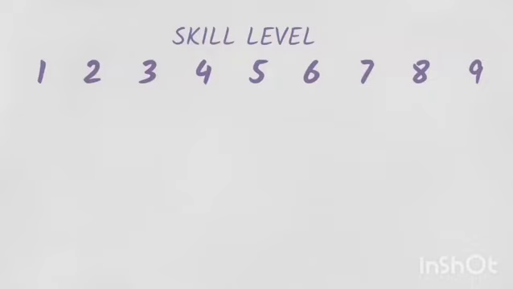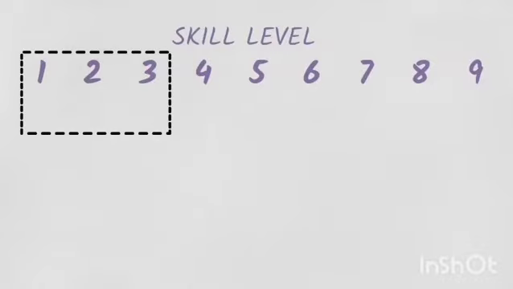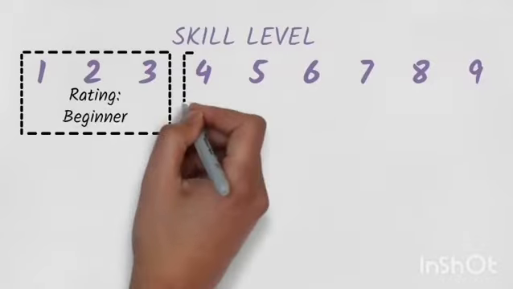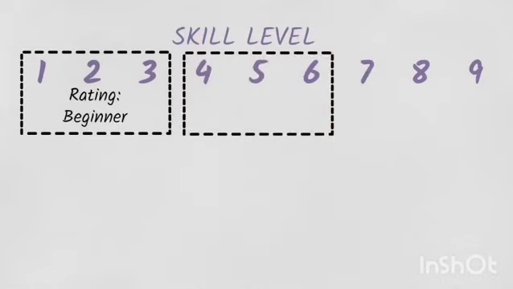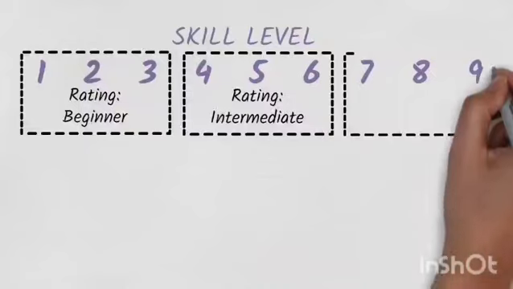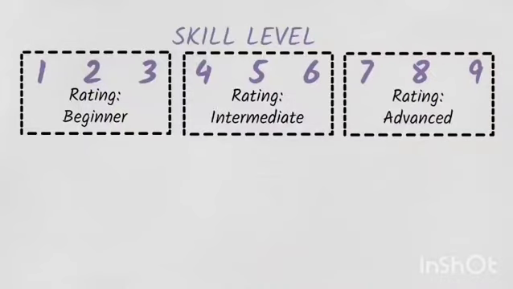And let's say that we've defined exactly how player skill levels relate to player ratings. Beginner means a skill level between 1 and 3, intermediate means a skill level between 4 and 6, and advanced means a skill level between 7 and 9.